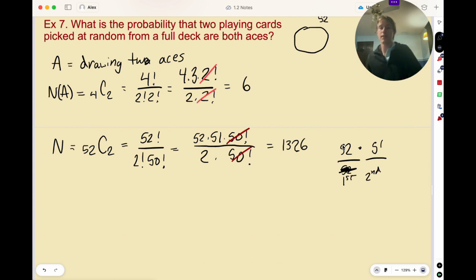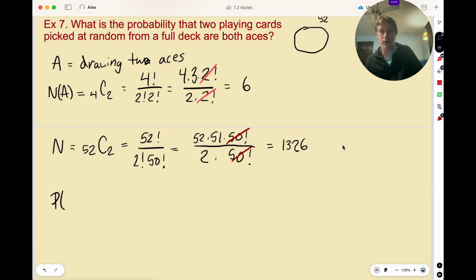So since the order doesn't matter for those two cards, you have to divide it by two, because there are going to be twice as many possibilities here if the order matters. So cut it in half, and then you get the number of subpopulations of two cards from a deck of 52. All right, so then we remember the general probability formula.